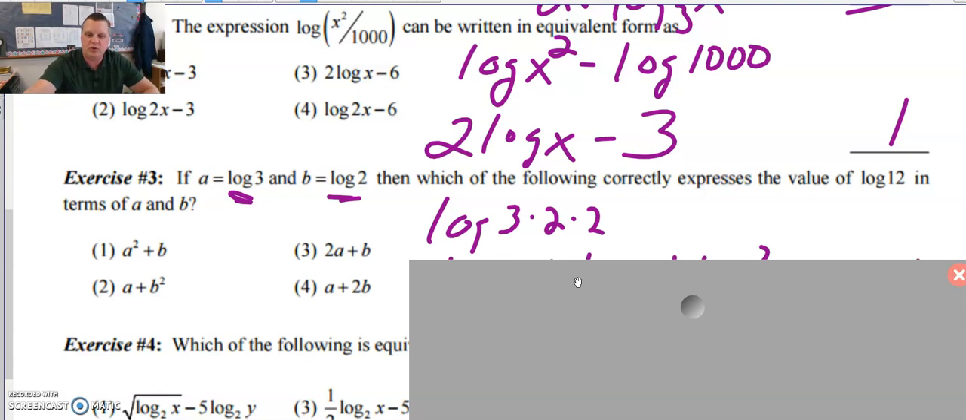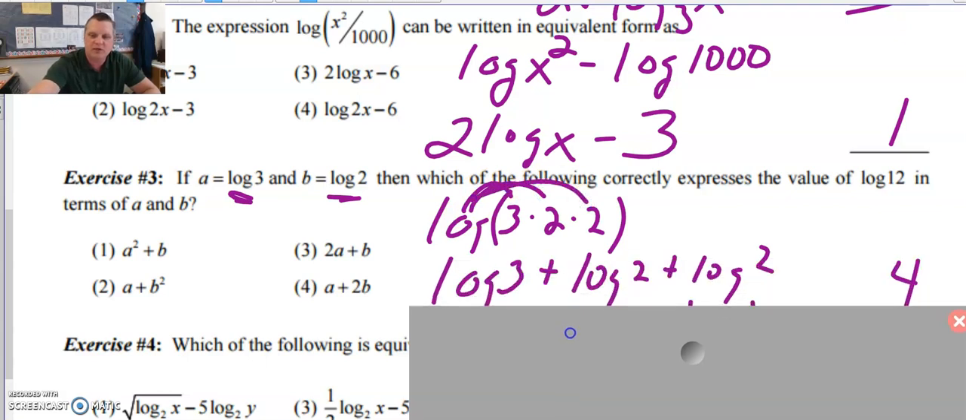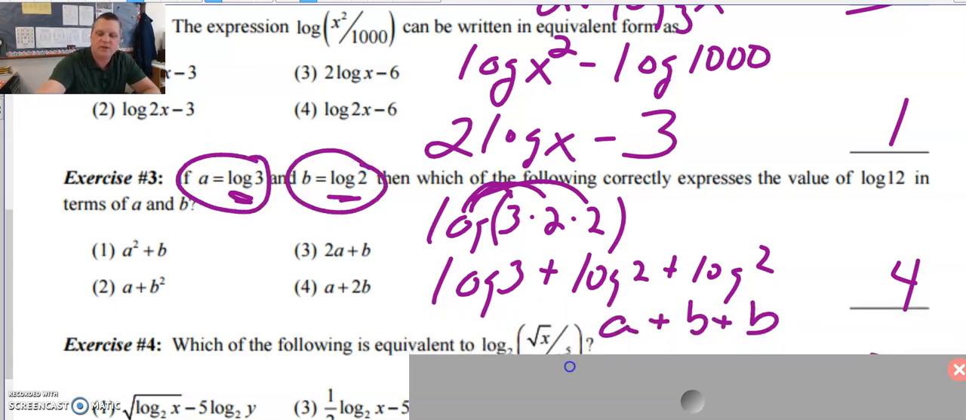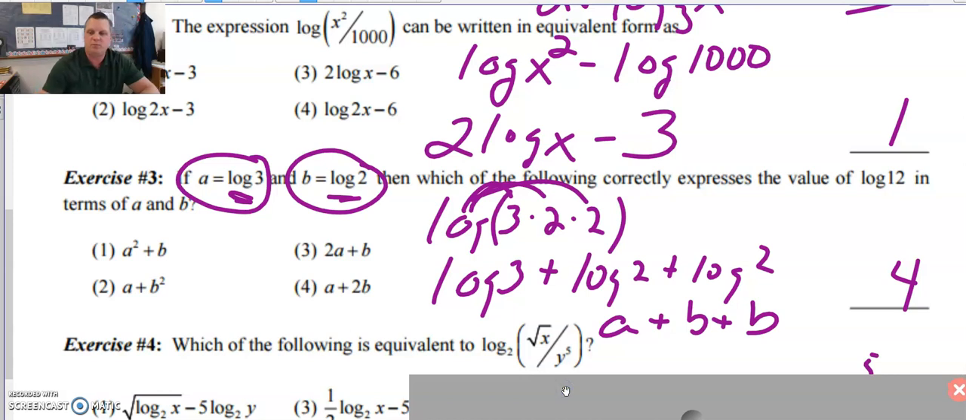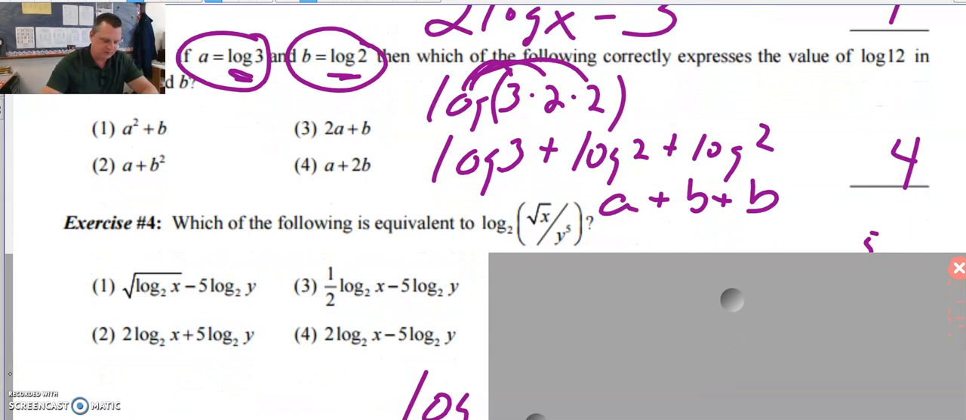Then we do the distributing. So this is in parentheses like that, and then the log is going to go to each one. Multiplication becomes addition, and that's what we have: log 3 plus log 2 plus log 2. Log 3 is A, log 2 is B. Then it becomes A plus 2B, which is choice 4. Again, pause it wherever you need to if I'm going too fast. I'm almost done with the first page here, and we're moving right along.